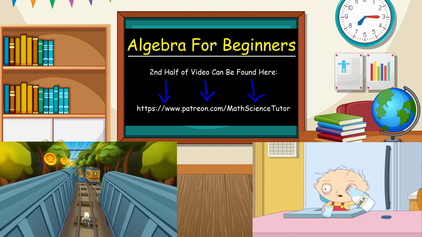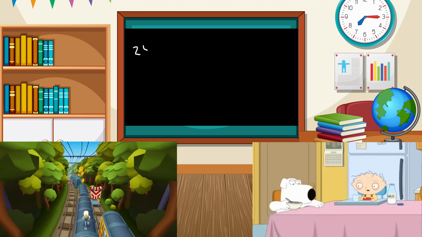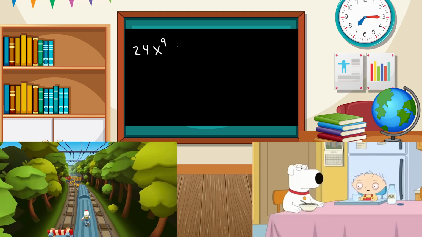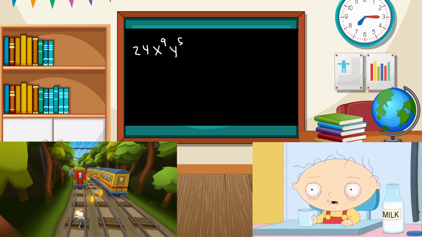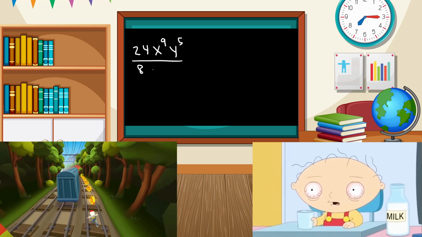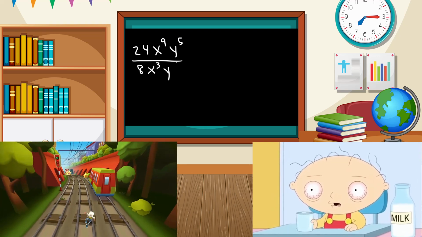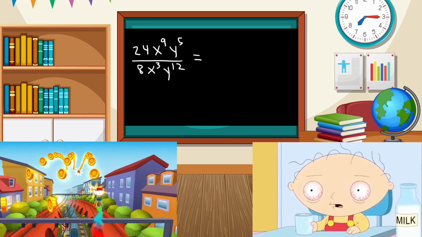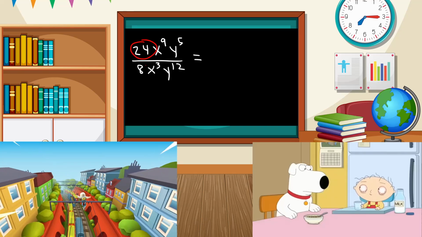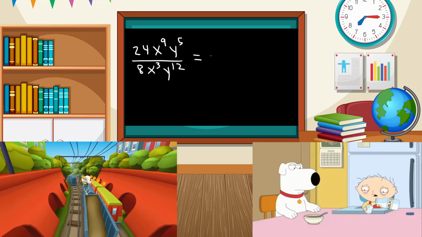So let's go ahead and work on our next problem. Now let's talk about dividing monomials. So let's say we have 24 x to the 9th power times y to the 5th power, and we're going to divide it by 8 x cubed y to the 12th power. So let's try that. The first thing we need to do is divide 24 by 8. 24 divided by 8 is 3.